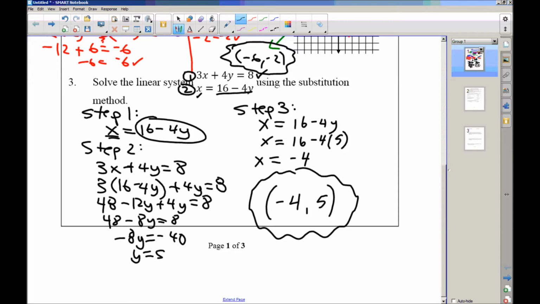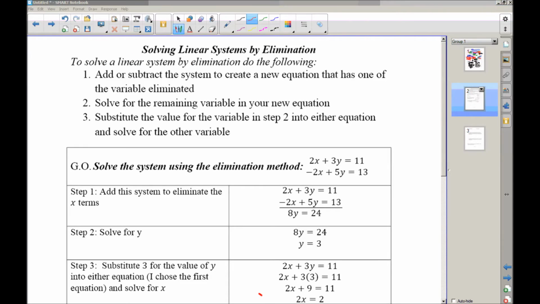All right, so this concludes our warm-up. Let's check the next page and see the new stuff. Okay, on our second page, we have some directions on how to solve a linear system by elimination. And these are basic problems. So we'll learn a little bit harder ones next time.